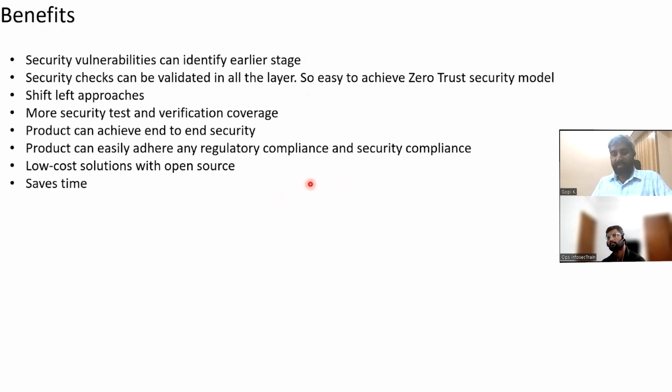Okay, benefits of DevSecOps. Security vulnerabilities we can identify easily at an earlier stage itself, since we are executing all the activities in each phase. Security checks can be validated in all the layers, so it is easy to achieve a zero trust security model. With the shift-left approach, we can easily achieve more security test and verification coverage. Products can achieve end-to-end security. Products can meet any regulatory standards and security compliance easily. Also, low-cost solutions: if required, we can use the many open source tools we have. We can automate, and it saves time also, since we are considering more automation.